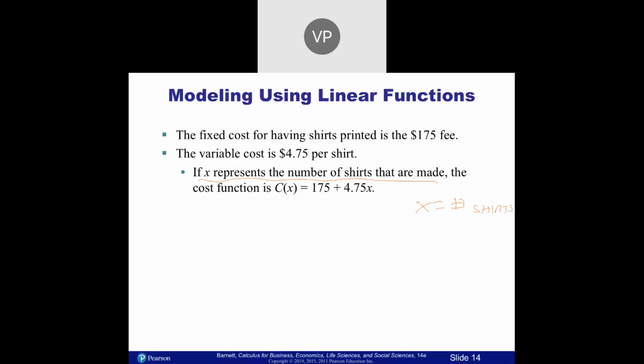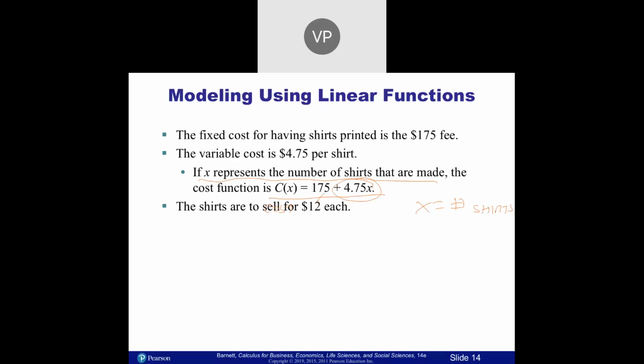And as you see how they get this, this is the cost, X is the number of shirts. So no matter what, it's going to be the $175, that's a given, and then this price will go up depending on how many shirts you get. That's the cost function. That's the first thing they're asking us to find.